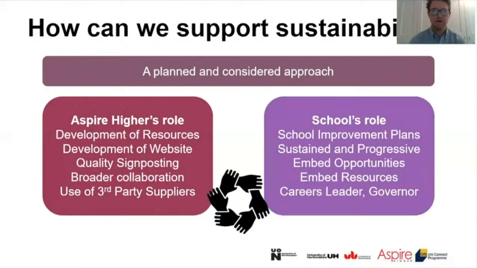Your schools have their own role to play as well. It's about embedding that practice into your school improvement plans to make sure that there is sustainment and there is progression in what you have planned out. Where can we work together? You can embed these opportunities and these resources into your programs.